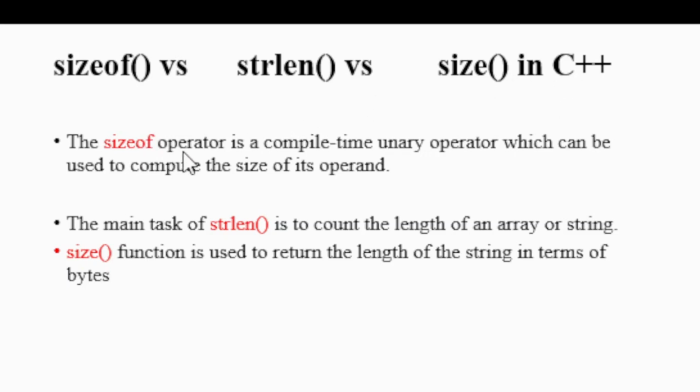The sizeof operator, keep in mind one thing, sizeof just looks like a function, but it is an operator. The sizeof operator is a compile time unary operator which can be used to compute the size of its operand. Means in the parentheses we will pass an operand, which will be a string. Whatever string is passed into the sizeof parentheses, it will simply compute its size. The main task of the string length function is to count the length of an array or string. The role of string length will simply return the length of an array or a string. Then what is the role of size?